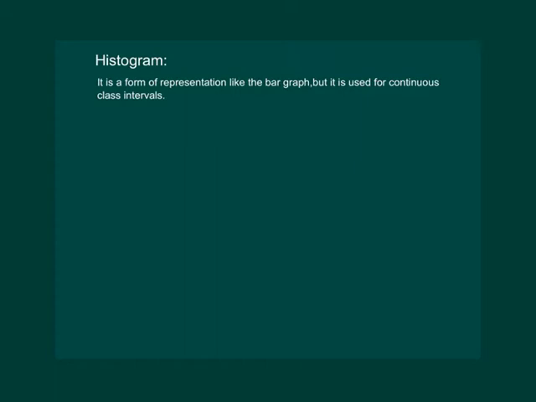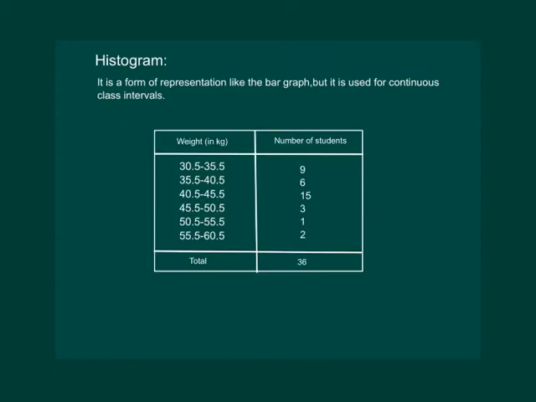Let us now study the histogram. It is a form of representation like the bar graph, but it is used for continuous class intervals. For instance, consider the following frequency distribution table, which represents the weights of 36 students of a class. We can see it is a continuous class interval: 30.5 to 35.5, 35.5 to 40.5, and so on.